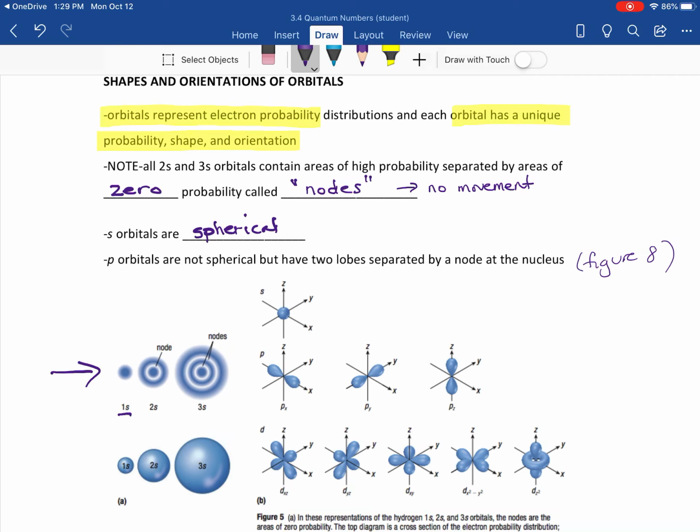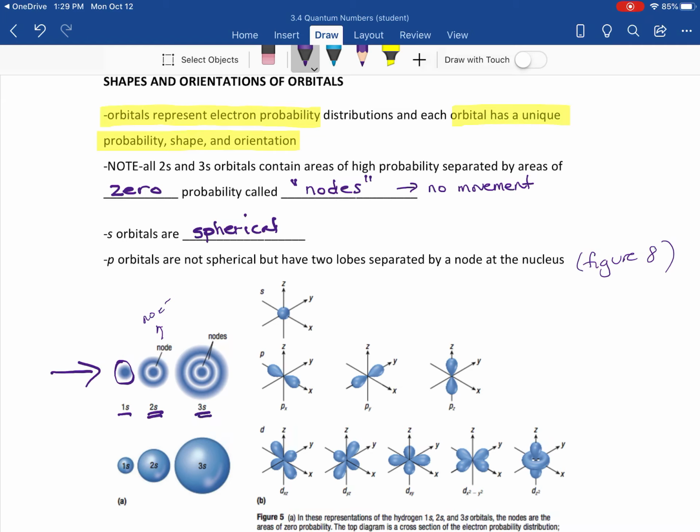So when we're talking about the 1s, it's my n equals 1, right? And it's a spherical shape. So there is your concentration of electrons. But when we go to 2s, there are 2 spherical shapes separated by a node, where at that point, that white area there, no electrons will be. So no electrons at the node.